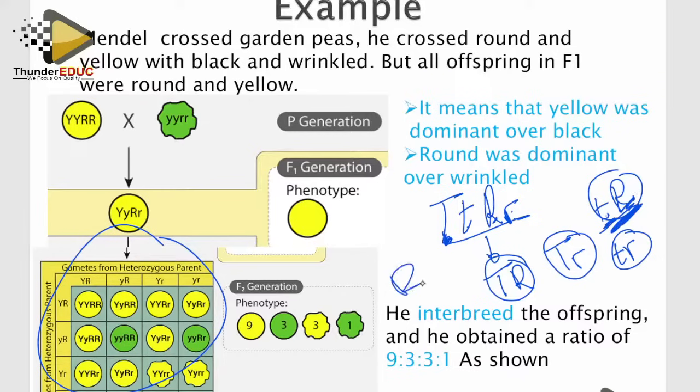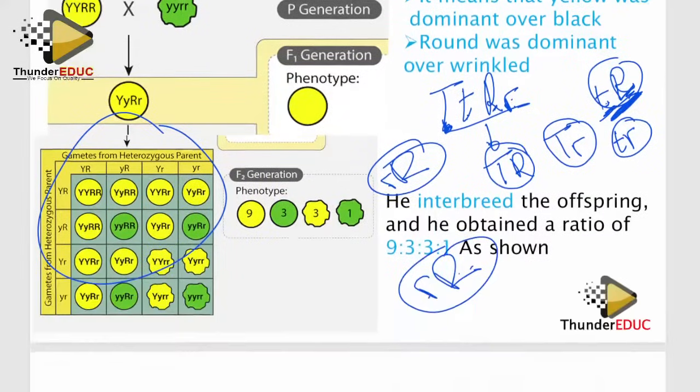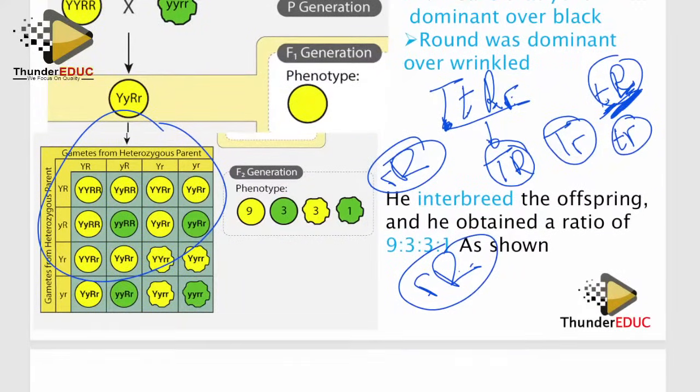But if it was capital R, small r, you can't write it like small r, capital R. No, because it is the same kind of gene. Therefore, you have to say capital R, small r. Is it clear?